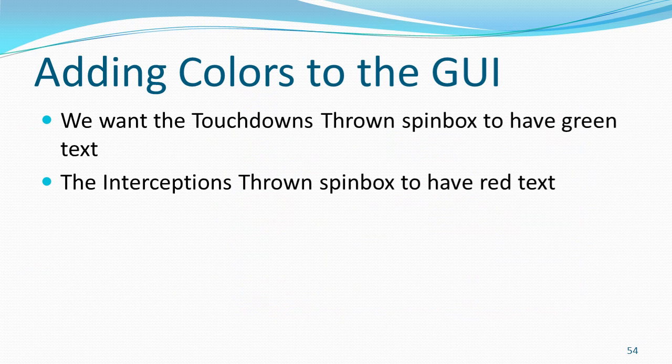So adding colors to our GUI, we want to make the touchdowns thrown spin box to have green text and the interceptions thrown spin box to have red text. Let's start simple. If you want to get fancier, feel free to go ahead and choose a different color.